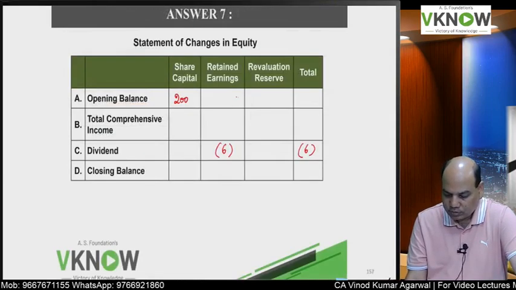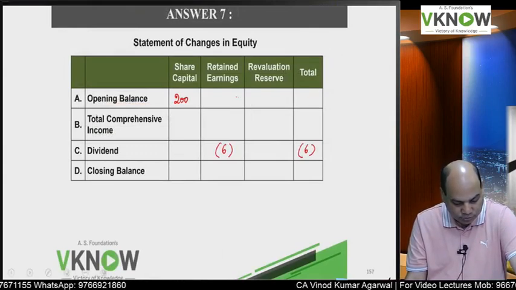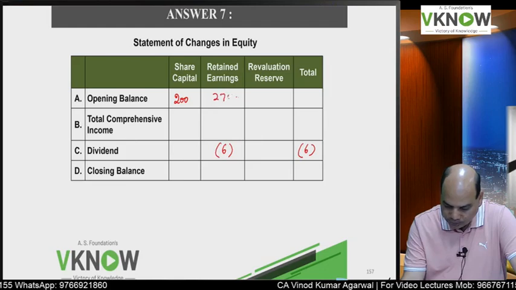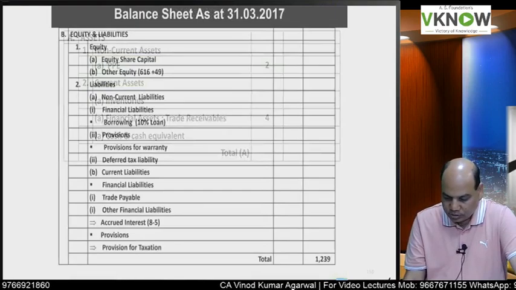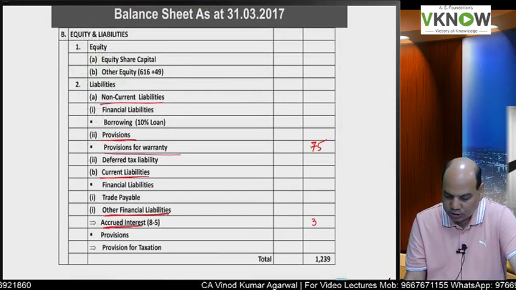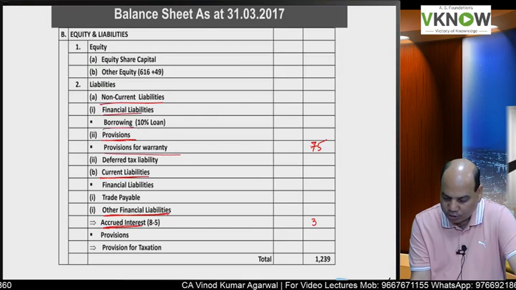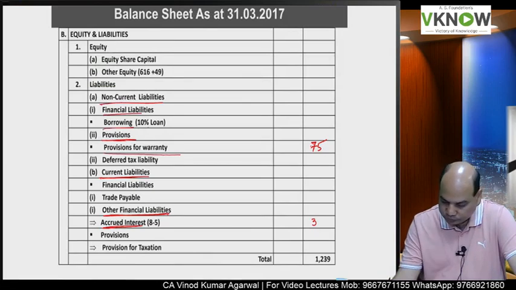Retained earning opening balance, SOCIE, retained earnings, second column, amount 270. Then 10% loan, 80. Balance sheet, liability side, non-current liability, financial liability, borrowing, 10% loan. Is it 80?